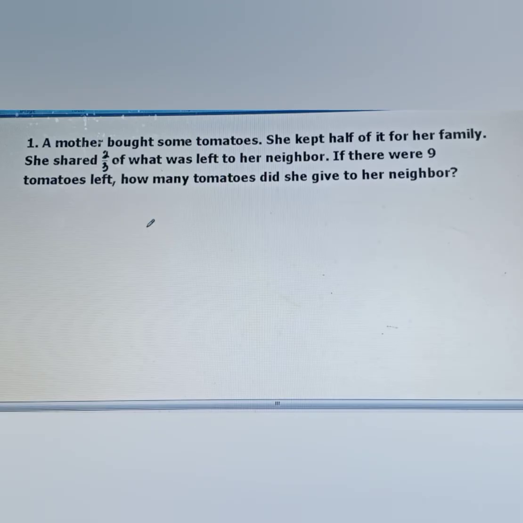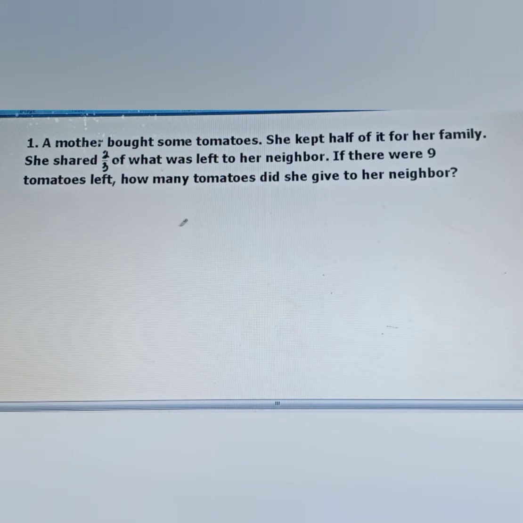Okay, let's start with problem number 1. A mother bought some tomatoes. She kept half of it for her family. She shared 2/3 of what was left to her neighbor. If there were 9 tomatoes left, how many tomatoes did she give to her neighbor?